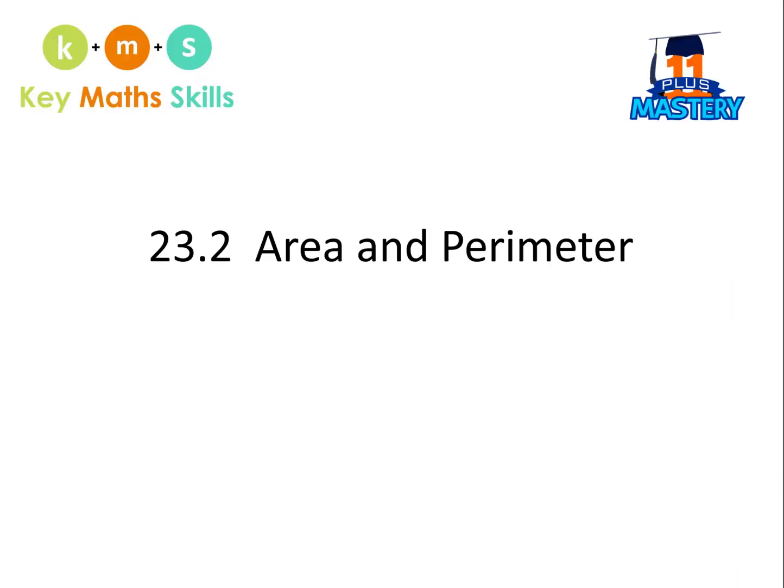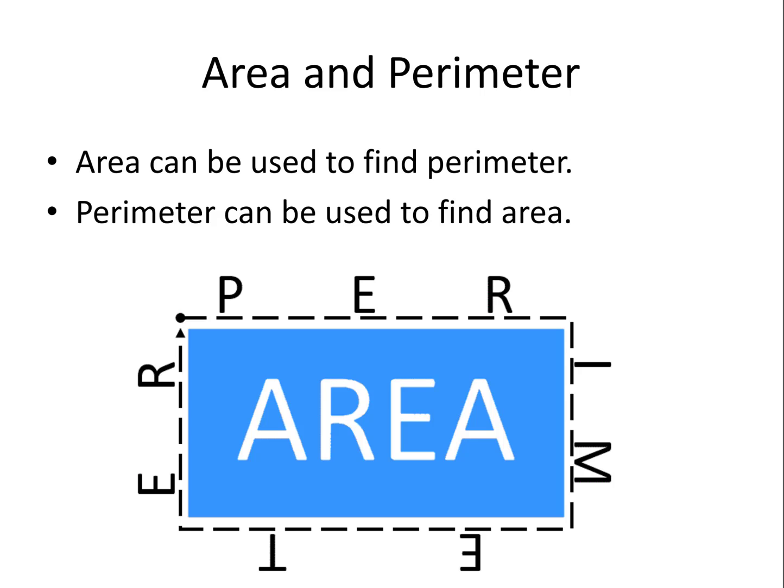Area and perimeter. Area can be used to find the perimeter, and perimeter can be used to find the area. What I need to do is do exactly what I've just done in the last section, find the missing side, and then use that side to calculate the area or the perimeter in the normal way.